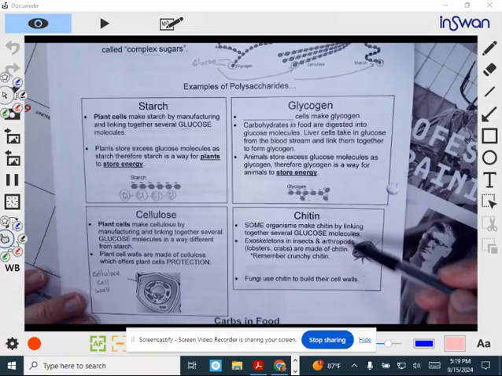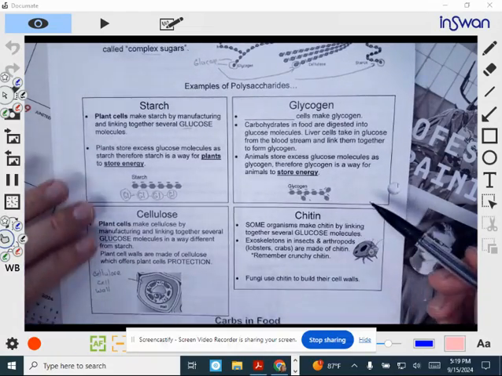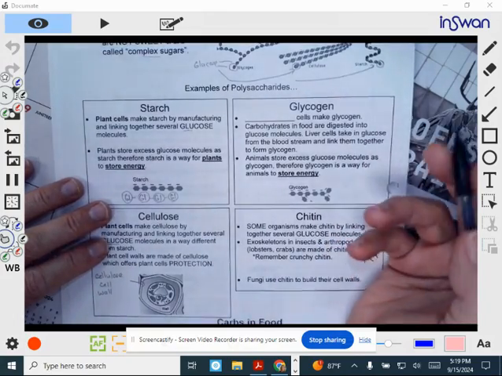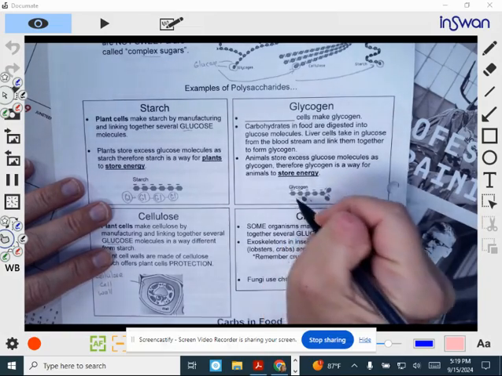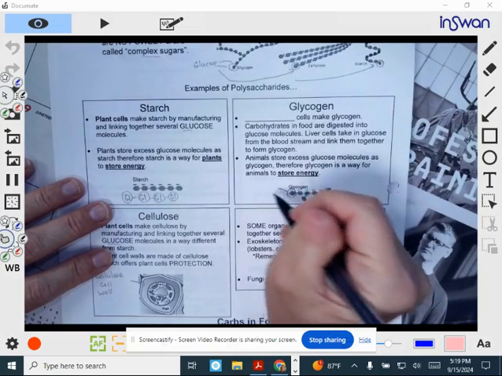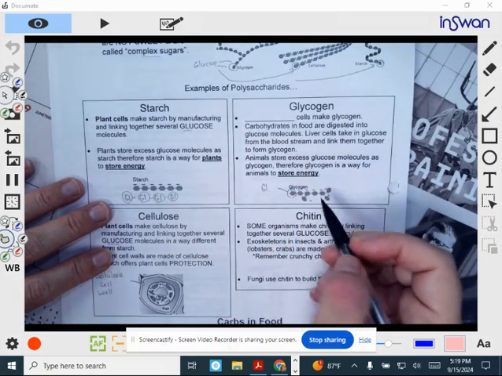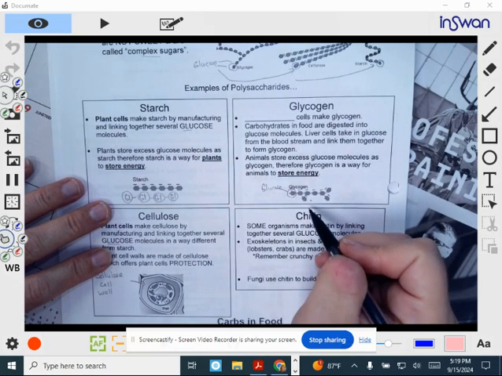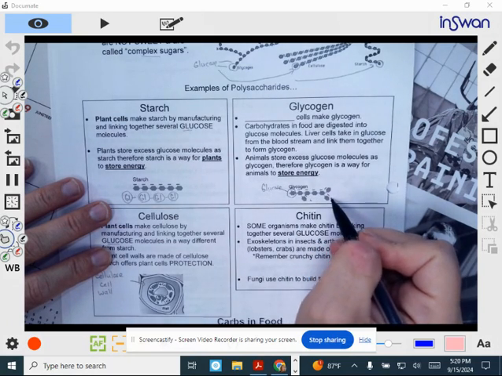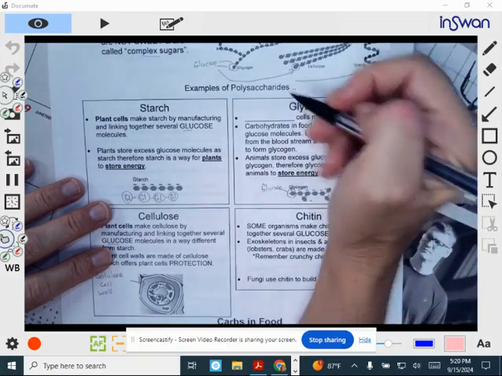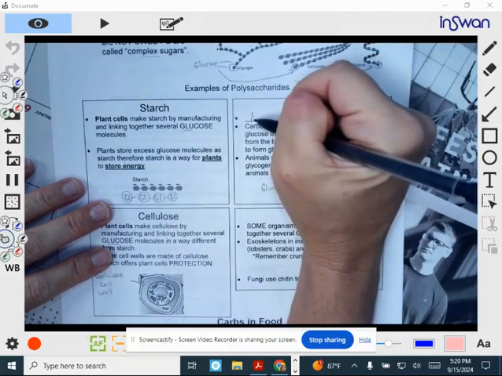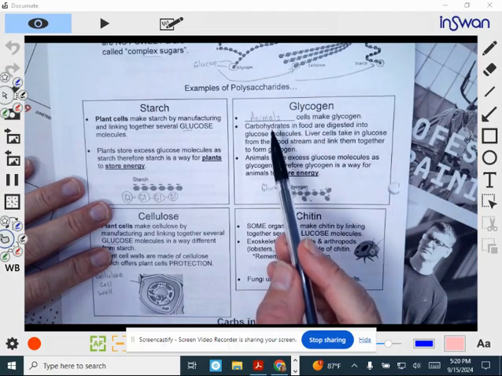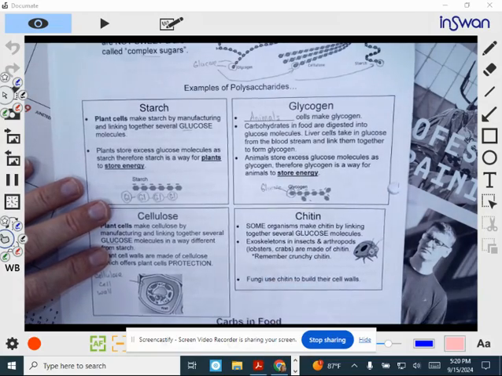Now let's go over here, because this is when we're dealing with animals. And just like plants, sometimes we have an excess of glucose and we need to store it for later on when we haven't eaten in a while. So again, every single monosaccharide in this molecule of glycogen is glucose. So we can take our extra glucose molecules, string them together, and that is how we store our glucose for later on when needed. So we say that animal cells make glycogen, and again, that is just a way for them to store their excess glucose.